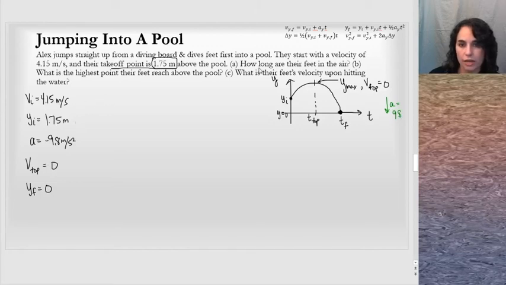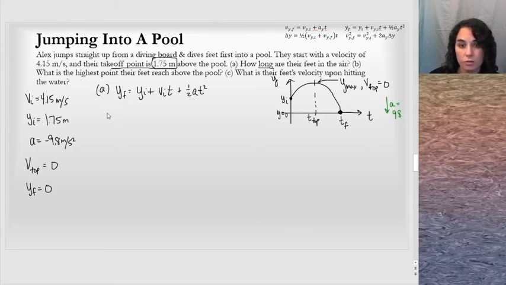The first one asks for how long are their feet in the air. That is a time. And I don't know the final velocity here. So any equation including the final velocity is going to be useless to me. The only equation that's really going to work for me for part A is y final equals y initial plus v initial t plus 1/2 a t squared. So I'm going to write that out and fill in the parts.